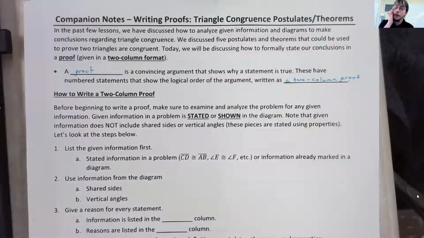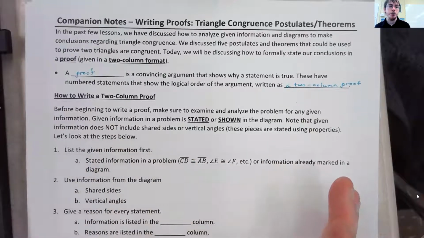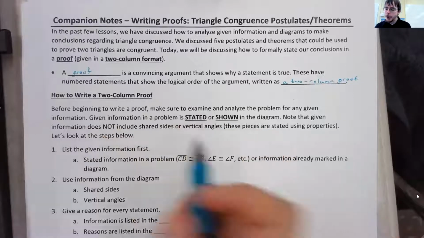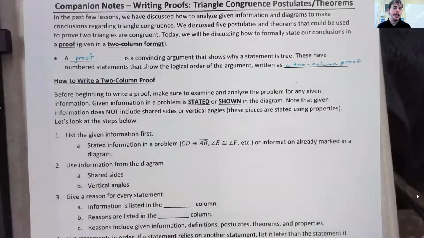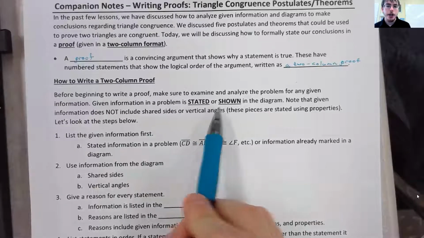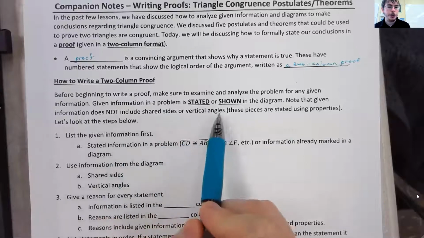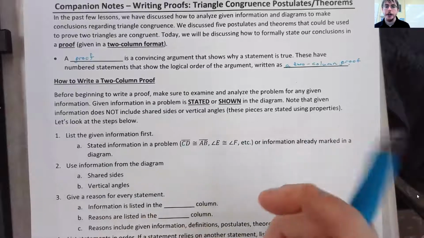Okay, so you're going to have 1 column be your statements and 1 column be your reasons. Usually the statements go on the left and the reasons go on the right. So how do we write a 2-column proof? Well, before beginning to write a proof, make sure to examine and analyze the problem for any given information. Given information in a problem is stated or shown in the diagram. Note that given information does not include shared sides or vertical angles. These pieces are stated using properties, and we'll talk about that here in a bit.